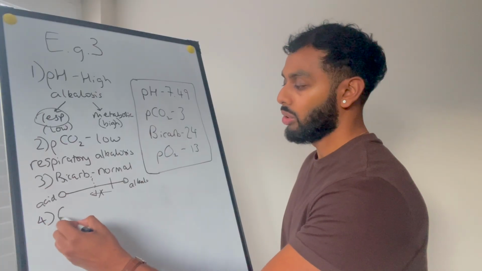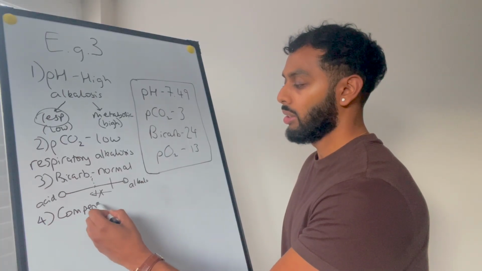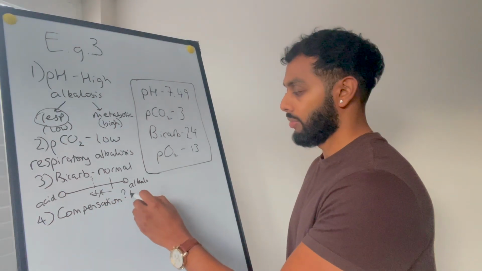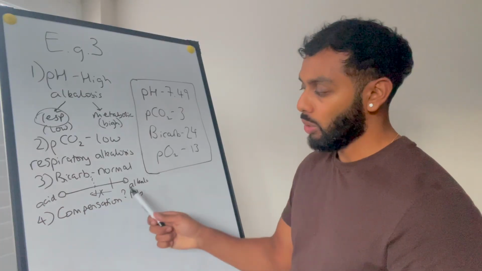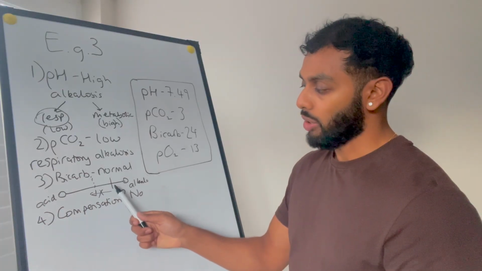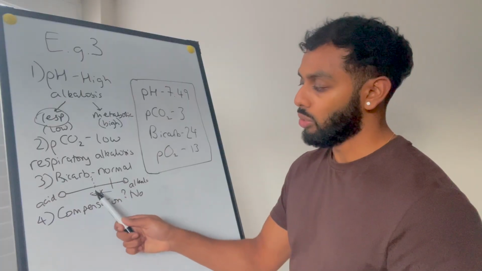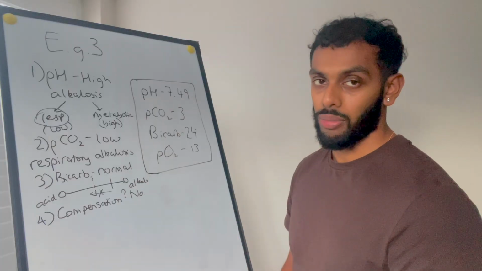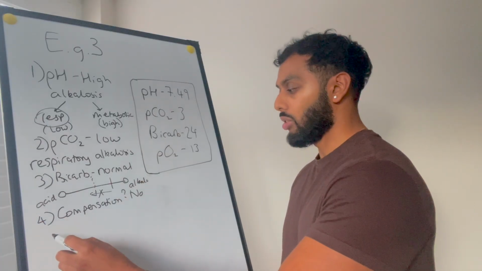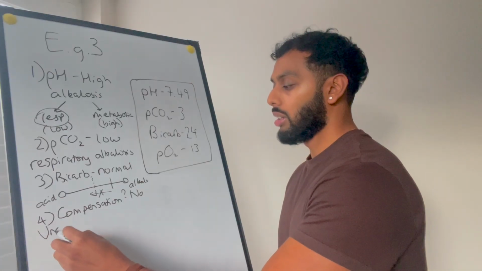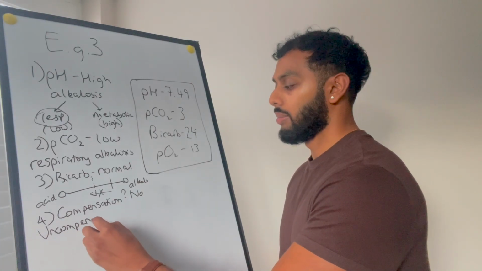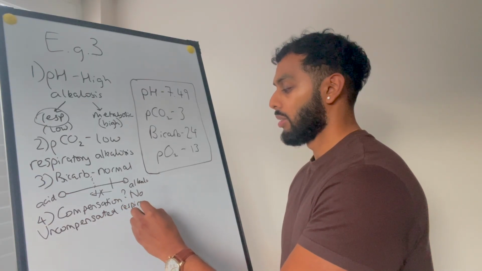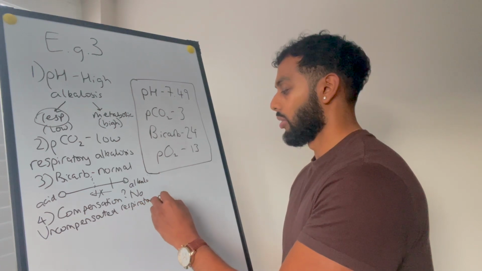So number 4, compensation. No compensation. If there was compensation and the body was trying to shift the pH from alkalosis to normal, you'd expect the bicarb to be low, but it's not. So the diagnosis is uncompensated respiratory alkalosis.